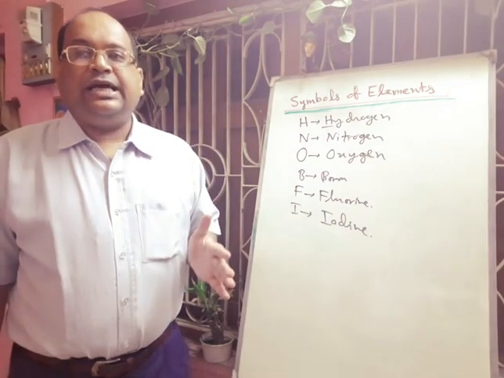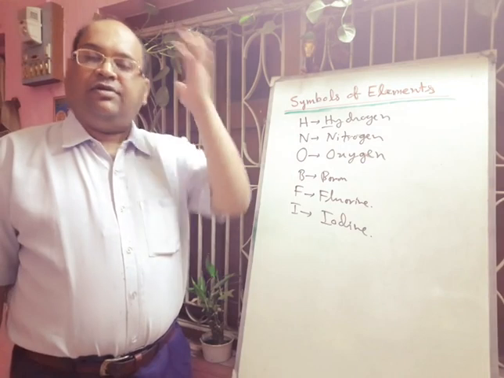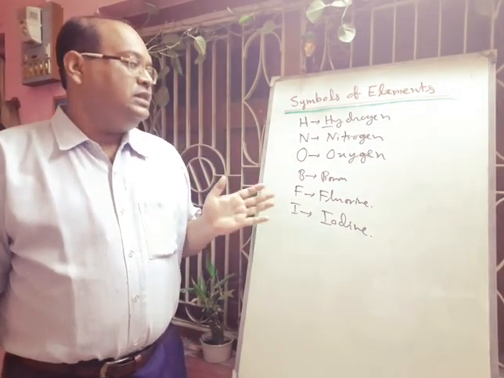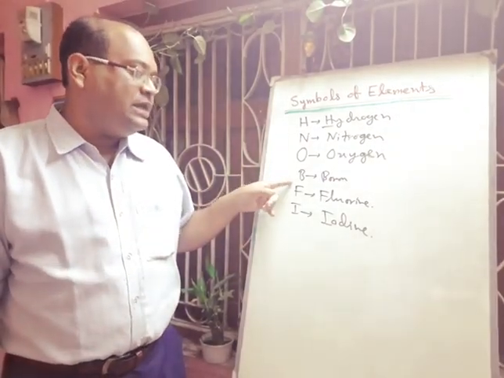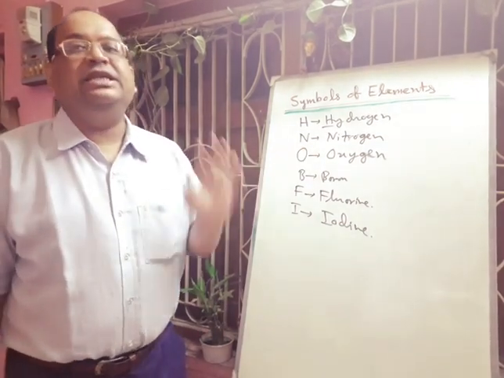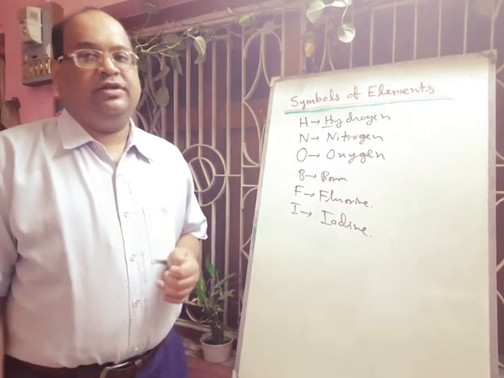So these letters are indicating the symbols of a particular element. So suppose when you are writing B, that means it is only indicating boron. When you are writing O, that means it is indicating oxygen. Only one atom, that is also important.